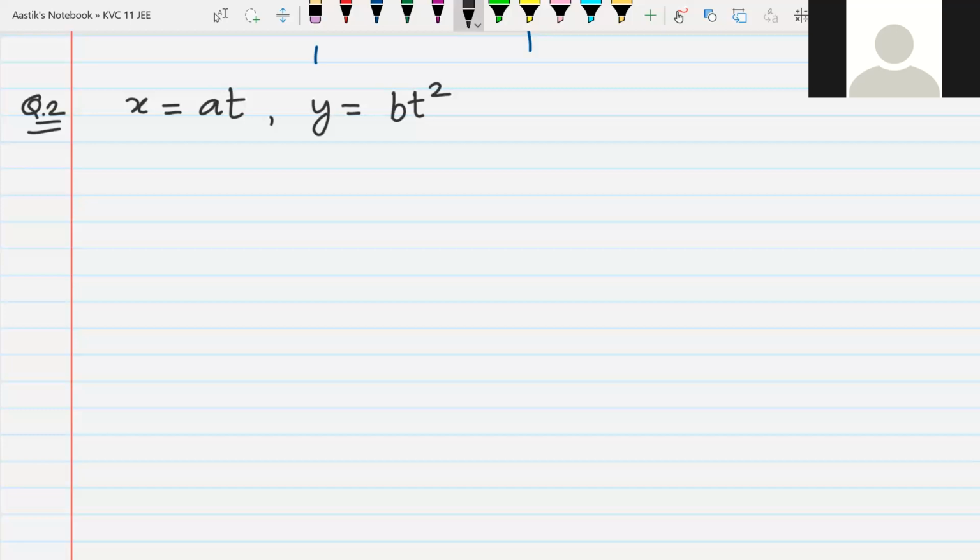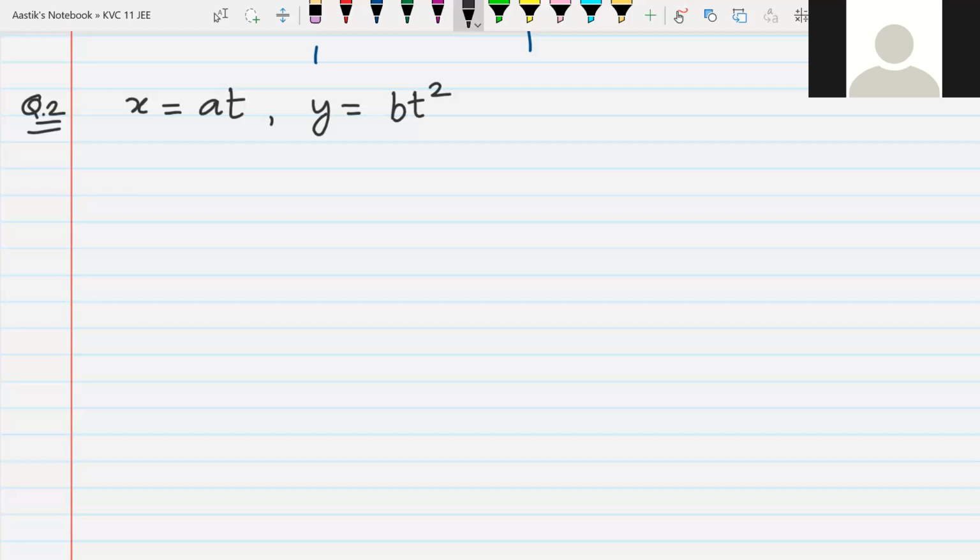T is equal to x by a, sir. You have to tell me the equation of trajectory, bacha. (x by a) whole square is equal to y by b, sir. That is correct. Well done. Remember, we need the equation of trajectory.